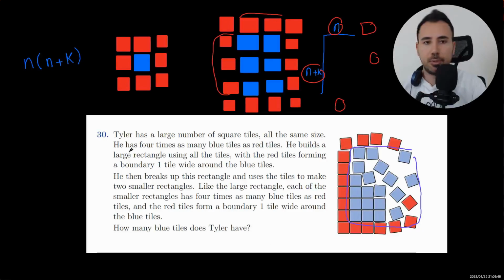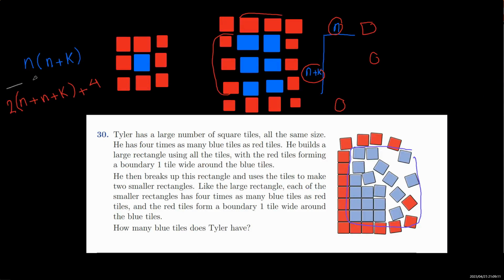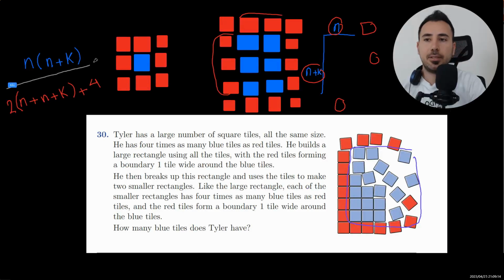So let's write the formula. It would be n plus n plus k. Because we have 2 of these sides, I'm going to multiply them by 2, and plus 4 for the corners. This would be the number of red. And now the question says the number of blue divided by the number of red will be 4. So if you simplify this, it will give you a quadratic equation that you could solve.